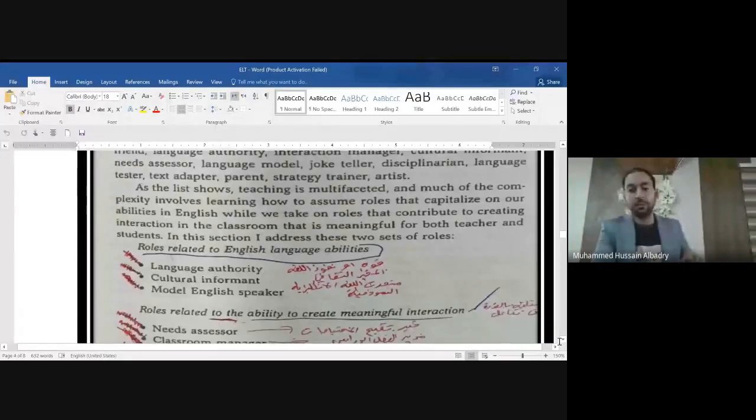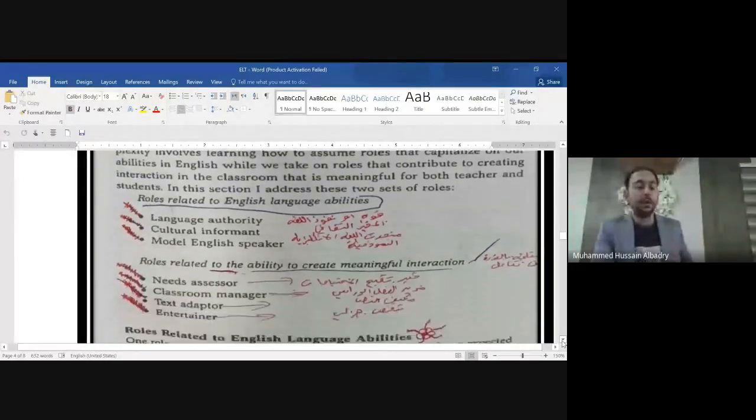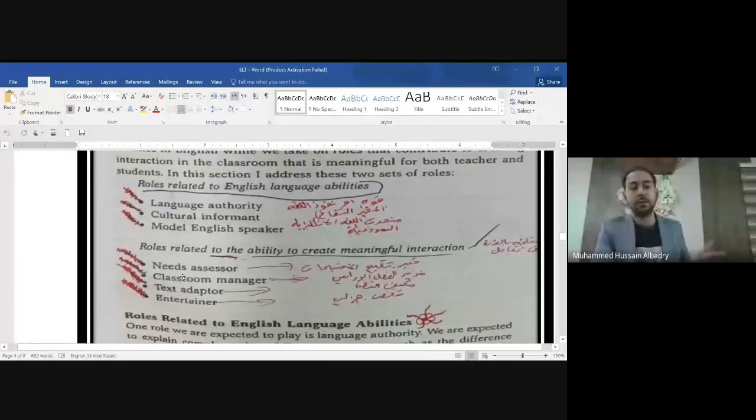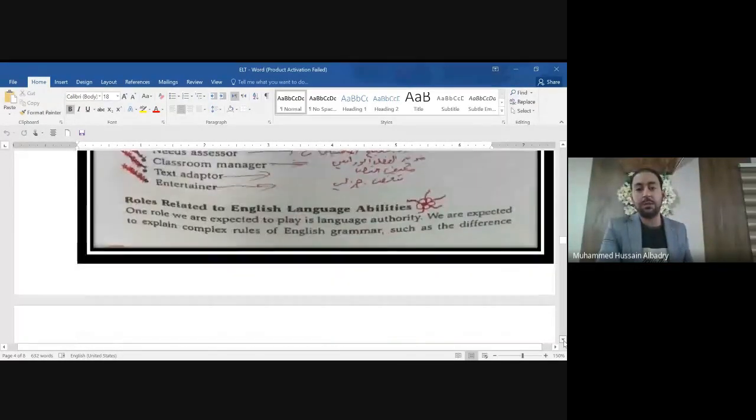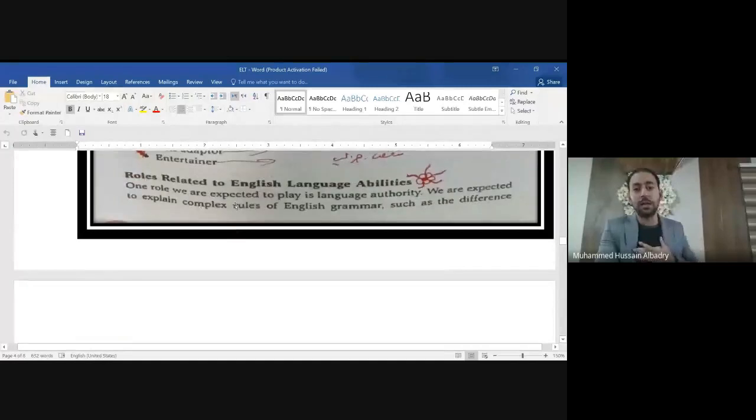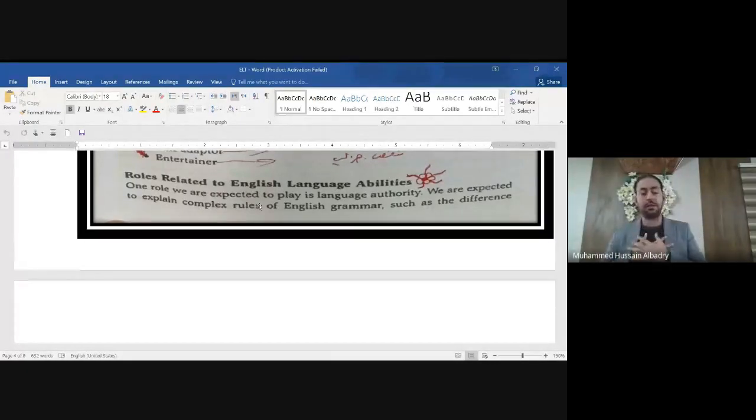Model English speakers, etc. We will talk about them now, and in the next lecture we will talk about these roles. Okay. So what are the roles related to English language abilities? One role we are expected to play as teachers is language authority. As the name says, language authority. So you as teachers, you have to have language authority. It means that you control everything. You have to have a good language. Your language should be perfect.